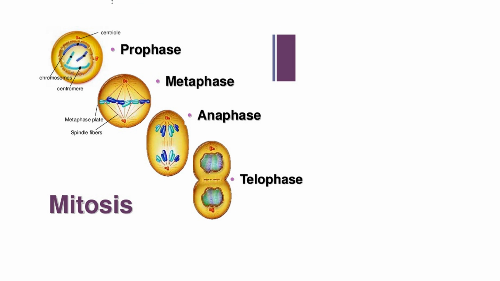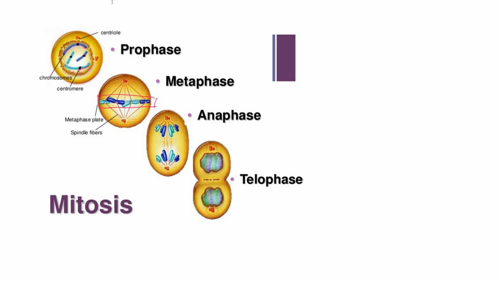Okay, here is a simple picture of mitosis: prophase, metaphase, anaphase, telophase. Prophase is the disintegration of the nuclear membrane, and chromosomes begin to condense. Next, metaphase: the chromosomes line up in the middle, and then spindle fibers form and attach to the centromeres, at the center of the chromosomes.